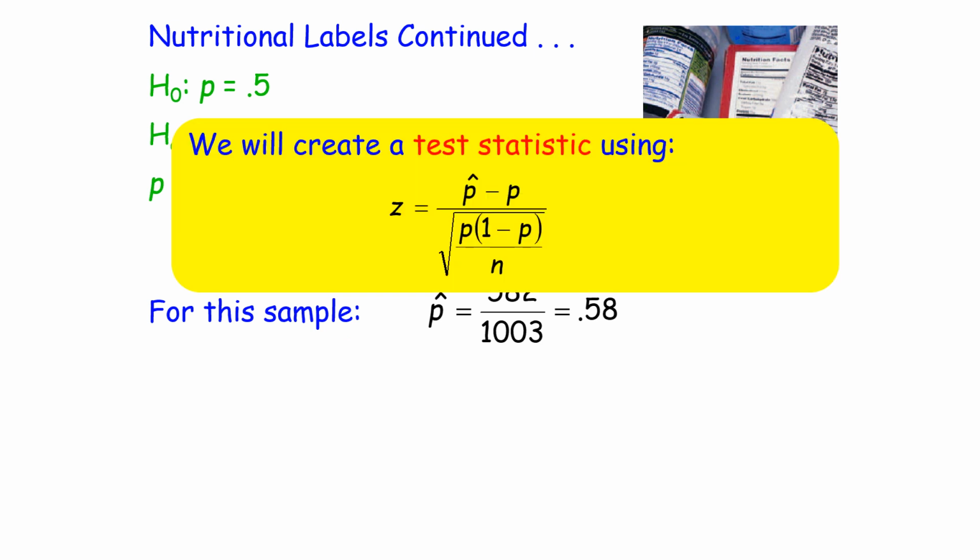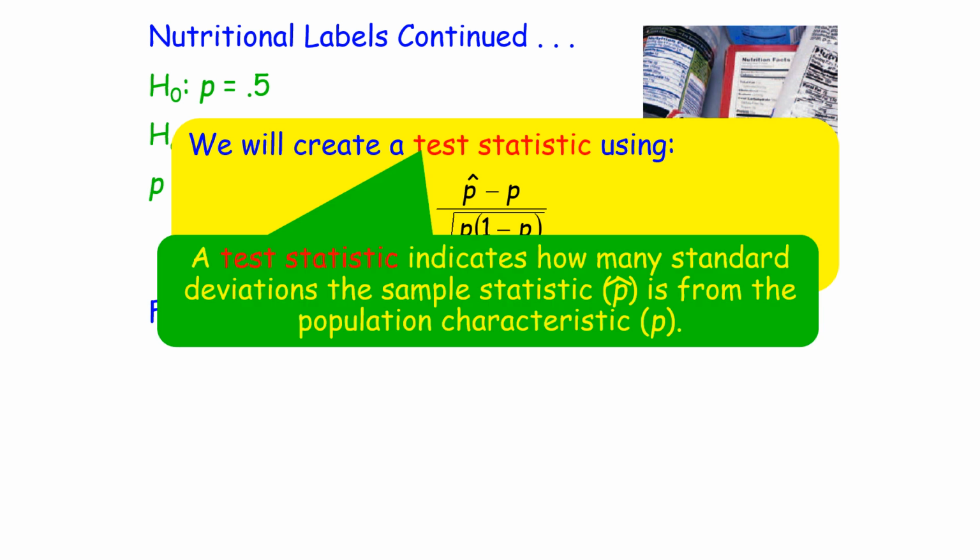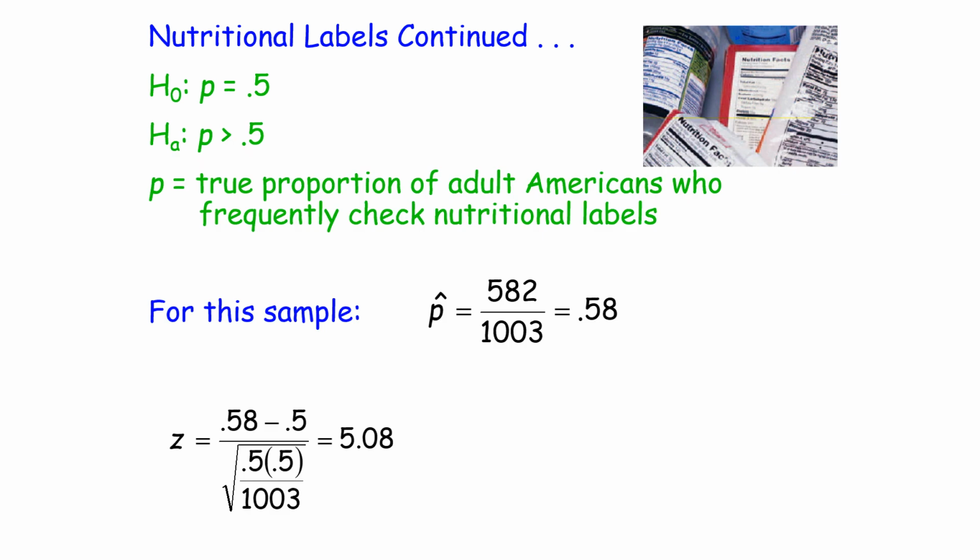So we're going to create a test statistic using z equals p hat minus p divided by the square root of p times 1 minus p divided by n. A test statistic indicates how many standard deviations the sample statistic p hat is from the population characteristic, in this case p. Here we find our statistic, our z, as 5.08.